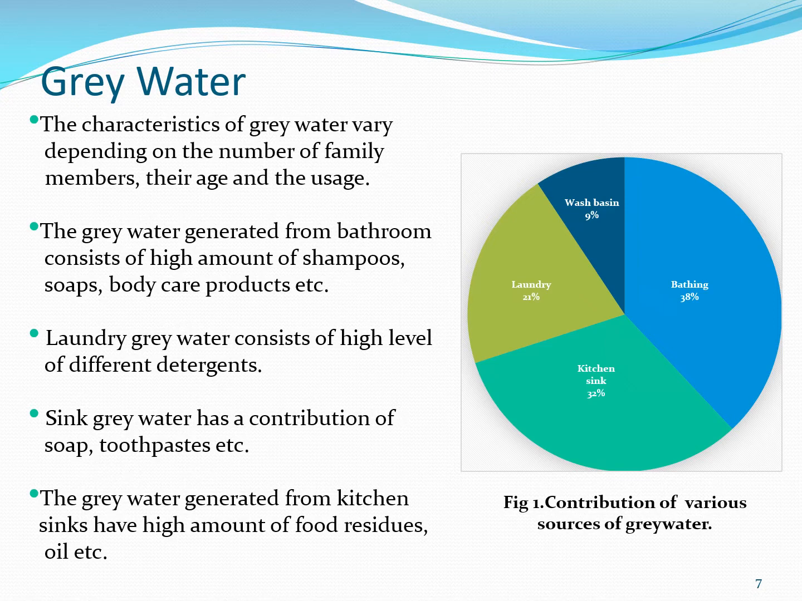The grey water generated from bathroom consists of a high amount of shampoos and soaps. Laundry grey water consists of high levels of detergents. Sink grey water has a contribution of soap and toothpaste, and the grey water generated from kitchen sinks has a high amount of food residues, oil, etc. The figure shows the contribution of various sources of grey water.